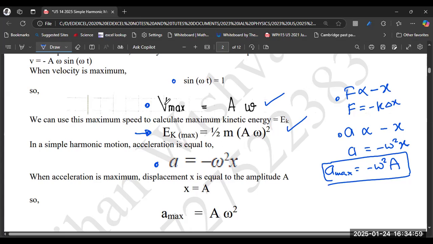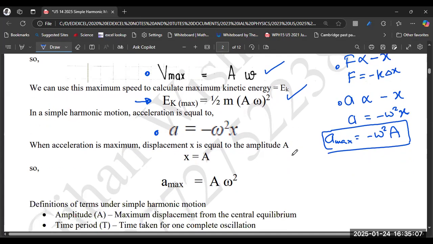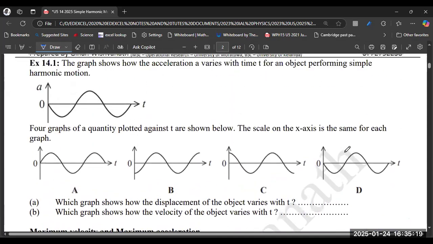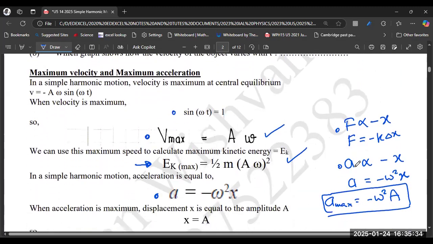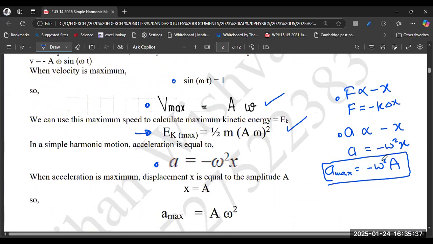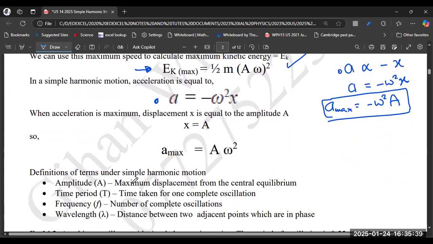Half m v squared, Vmax equals A omega. Therefore, Ek max equals half m A omega squared. Right. Then the next thing, now we have this idea, so we can calculate the maximum acceleration. Where would the maximum acceleration occur then? Here we know V is the maximum. Here V is the minimum. So at the maximum displacement of a simple harmonic motion, acceleration would be maximum. At the maximum displacement. Right.